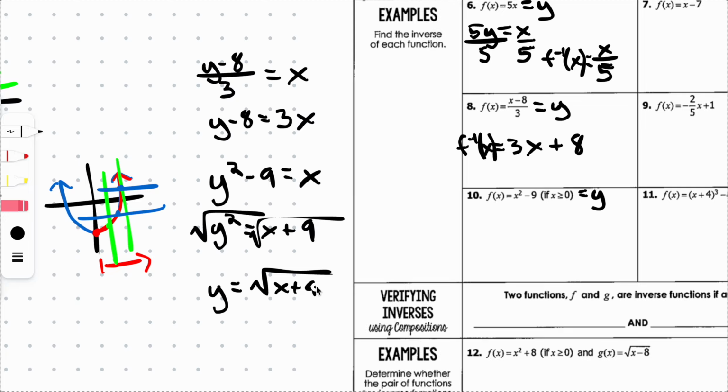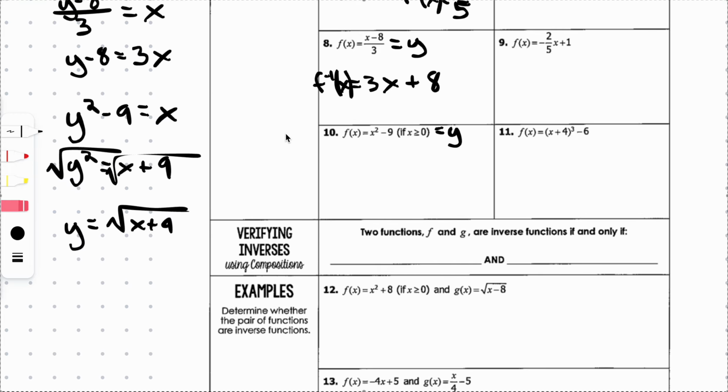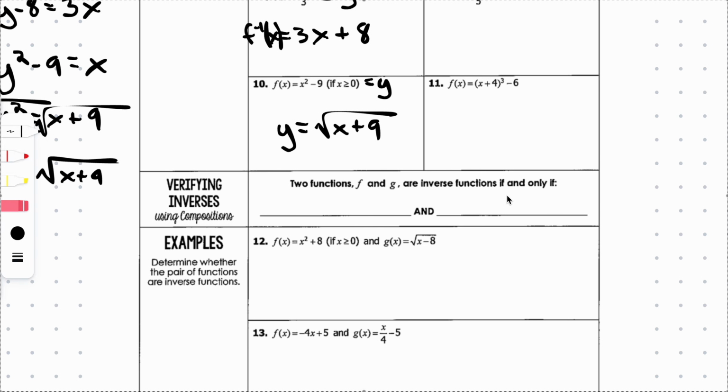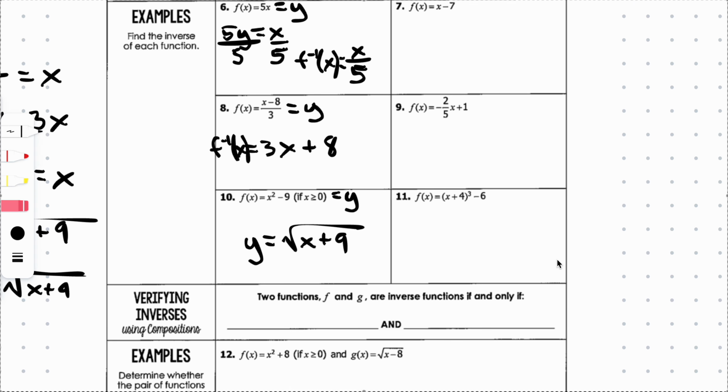root x plus 9. Now, if we did not have x must be greater than 0, what we'd have here is sort of like a plus or minus out in front, which we don't want, because if we had a plus or minus, now all of a sudden we have a sideways parabola, which is not a function. Okay, so we get y equals root x plus 9. Great. Okay, so try some of these others. Try 7, 9, and 11 to get some more practice.